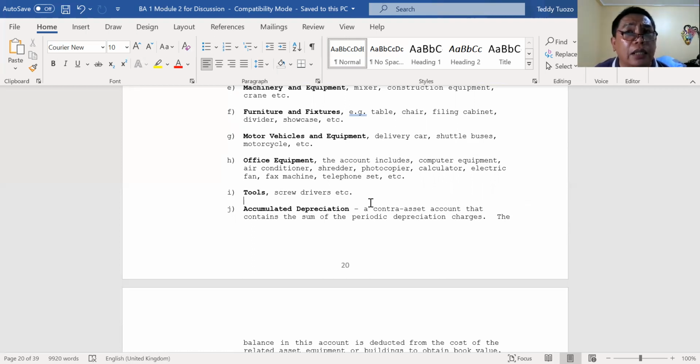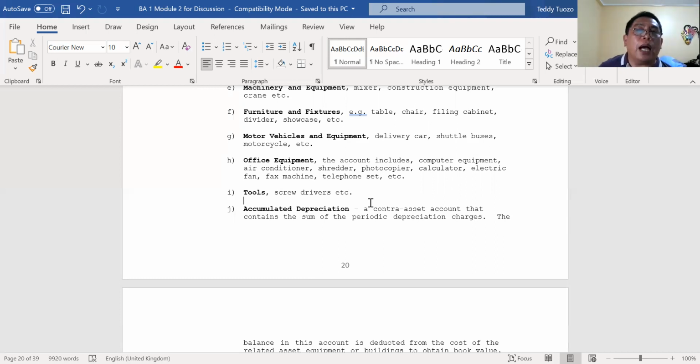Tools, these are the small, no, tools, the small ones that can easily be put in a pocket, no, and they are supposed to be charged to tools if their usefulness would be prolonged for a period of years or more than one period. If it is used for more than one period, then they are classified as tools. But if they are disposable, then they are classified as expense.